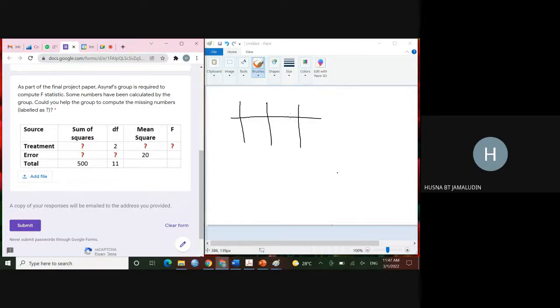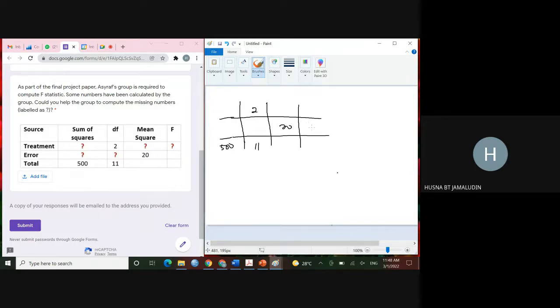Column and table. Okay, so let me just write. What is it? This is unknown. So this is 2. This is 2, and then this is unknown, and then what else? You have this is 2. This is 11, and then 500. So let me put it here. 500. 20. Where is the 20? 20 is maybe somewhere here.